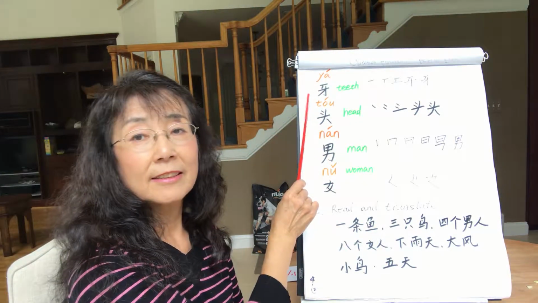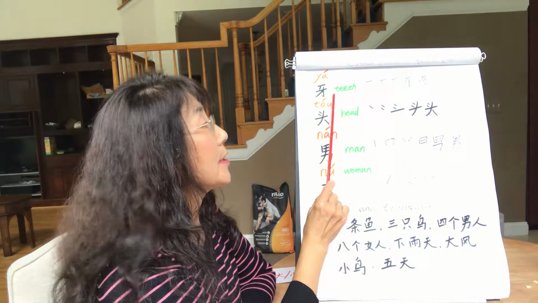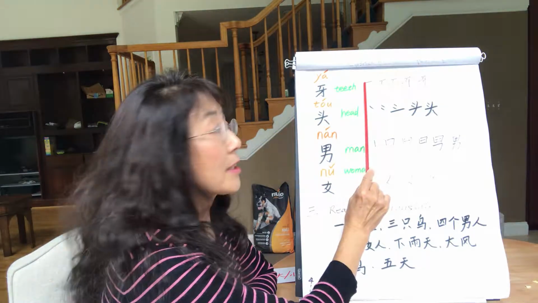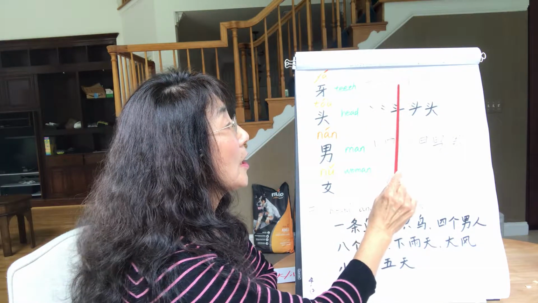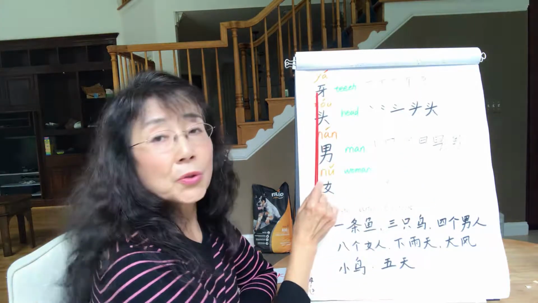Ya, teeth. First write this heng, shu, heng, shu, gou, pie. Ya.